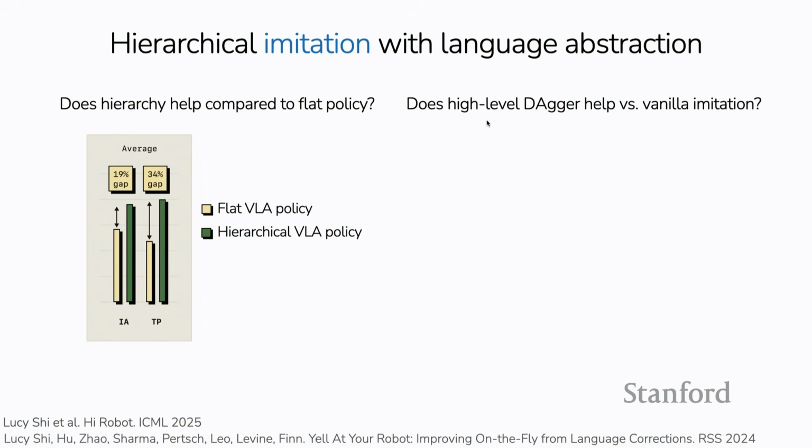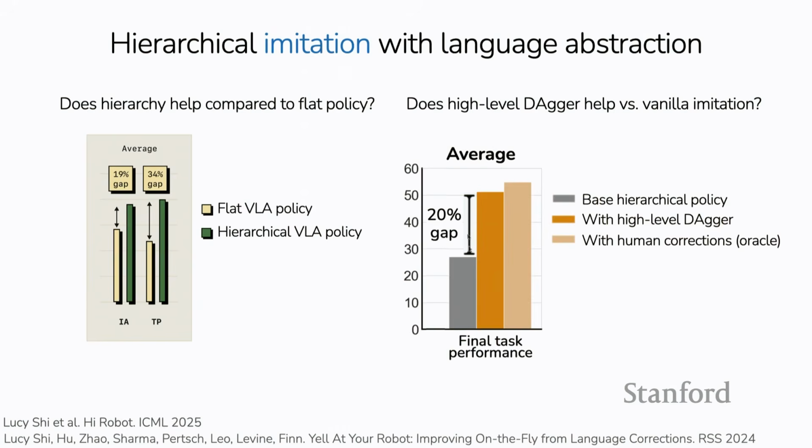And you can also compare DAgger to imitation learning for the high-level policy. And you can see that there's an improvement from using DAgger compared to just using vanilla imitation learning. And this is the sort of improvement that you get from adapting the policies together.